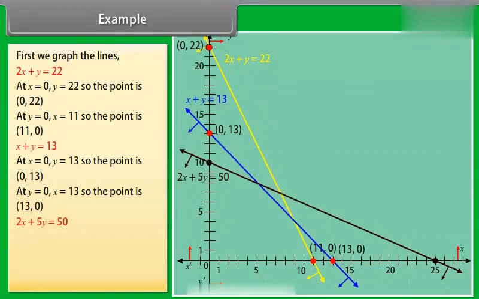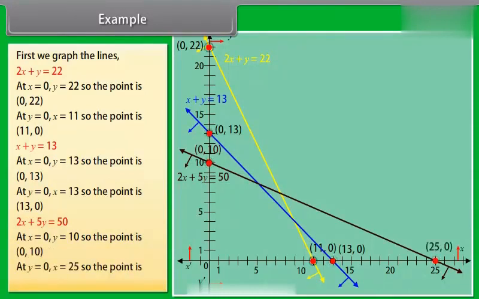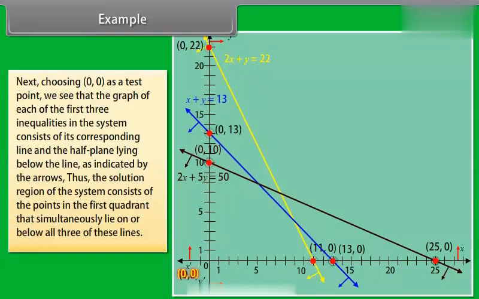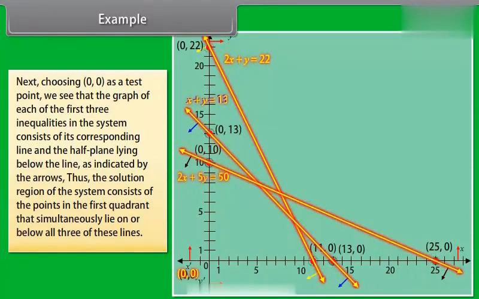2x plus 5y is equal to 50. At x is equal to 0, y is equal to 10. So, the point is (0, 10). At y is equal to 0, x is equal to 25. So, the point is (25, 0). Next, choosing (0, 0) as a test point, we see that the graph of each of the first three inequalities in this system consists of its corresponding line and the half-plane below the line, as indicated by the arrows. Thus, the solution region of this system consists of the points in the first quadrant that simultaneously lie on or below all three of these lines.